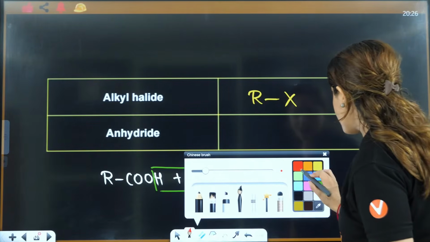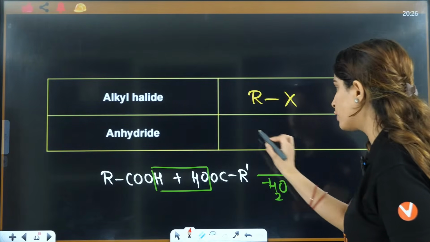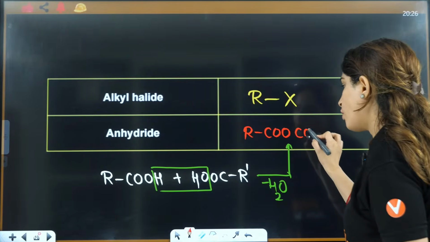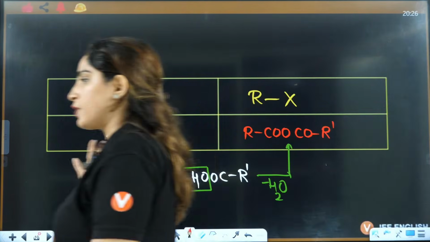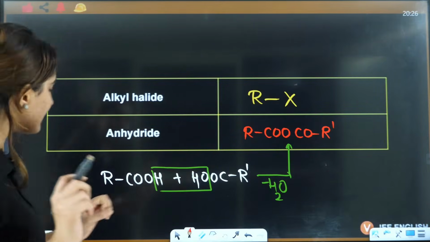So I'll just mention it here, right? You will have the formation of this anhydride that looks like RCOO COR dash, okay? RCOO COR dash, that is your product here, that is anhydride, right?